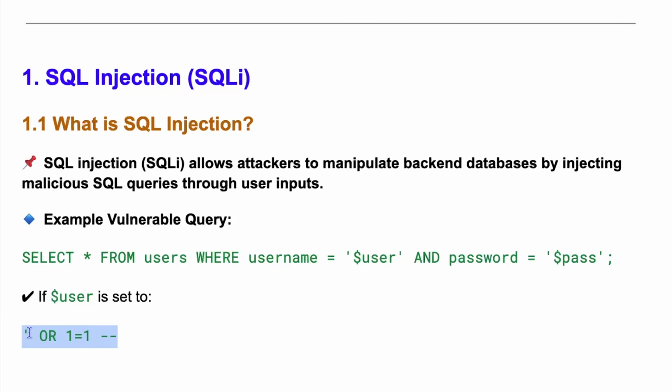One of the ways that you can test to see if the username and password fields on a website are vulnerable is you just put a single apostrophe, press enter, and then see how it responds.